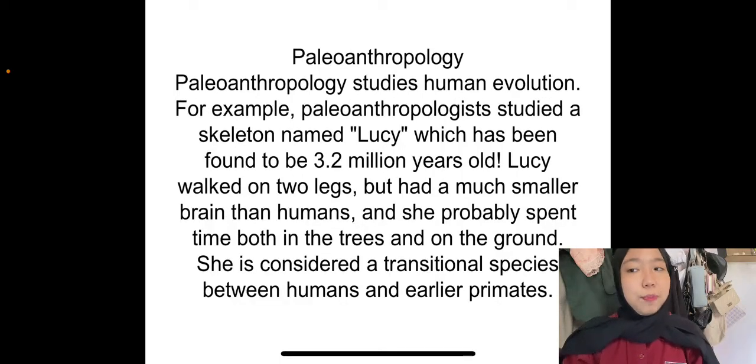And then paleoanthropology. Paleoanthropology studies human evolution. For example, paleoanthropologists studied a skeleton named Lucy, which has been found to be 2 million years old. Lucy walked on 2 legs but had a much smaller brain than humans, and she probably spent time both in the trees and on the ground. She is considered a transitional species between humans and earlier primates.